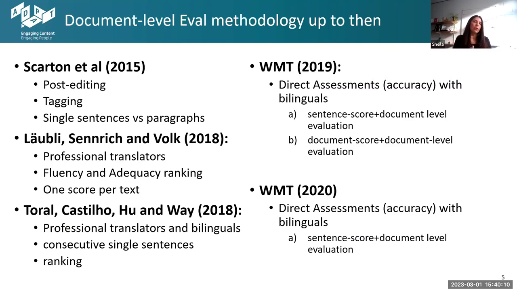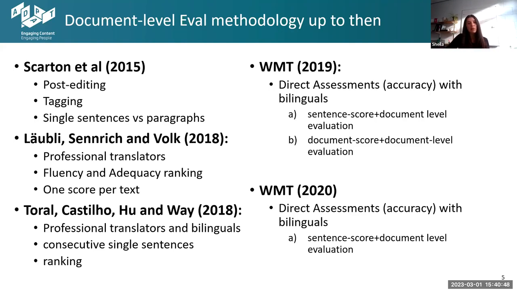So these are some of the works that have tried to do document level machine translation evaluation up until then. Since 2020, WMT, which is the Conference for Machine Translation, accepted that only doing a sentence level evaluation was not enough, especially with the new NMT systems being so good and fluent. So they decided also to follow our advice and start doing document level evaluations as well, not for all languages, but for some of them.